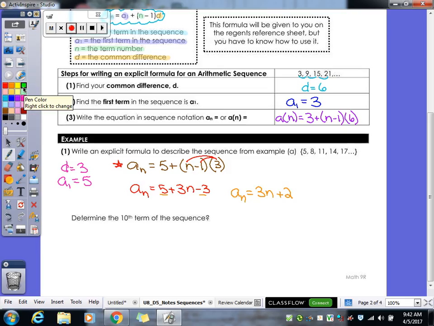This is the one you will generally see as your multiple choice answer. It's the same thing, just written in 2 different ways. And as I said before, this right here looks a lot like your mx plus b. It's just instead of an x, they have an n.